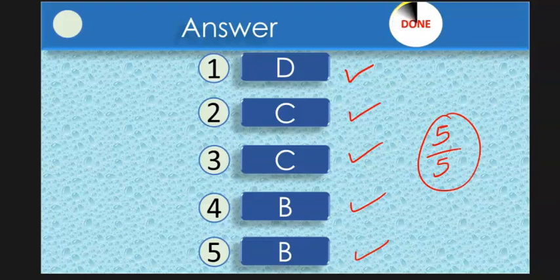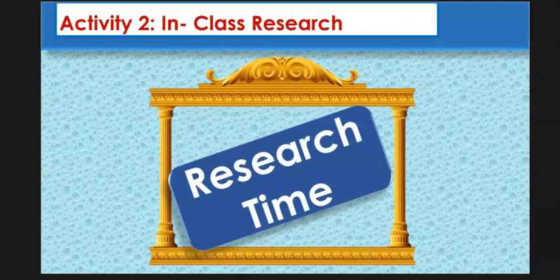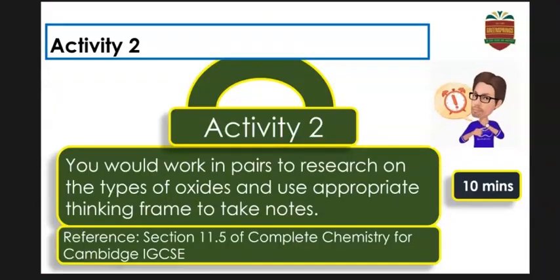So now let's move on to activity 2. This is going to be an in-class research. So you will be needing your textbook to research, and that research will help you to recall the types of oxides that we have. So you would work in pairs to research on the types of oxides and use appropriate thinking frames to take notes. So this will take you 10 minutes. Refer to section 11.5 of the Complete Chemistry for Cambridge IGCSE, and just do in-class research.